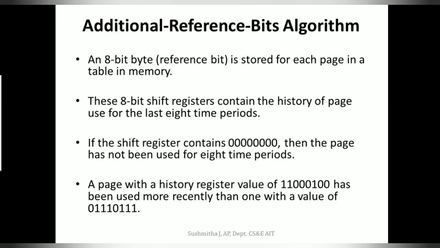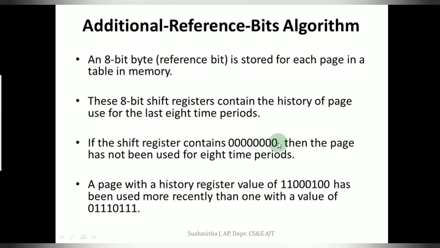Now let us see how it works. On a regular time interval an interrupt occurs and control is transferred to the operating system. Now what will the operating system do? It is going to shift the reference bit for each page into the high-order bit of the 8 bits, shifting the other bits right by 1 and discarding the lowest bit.